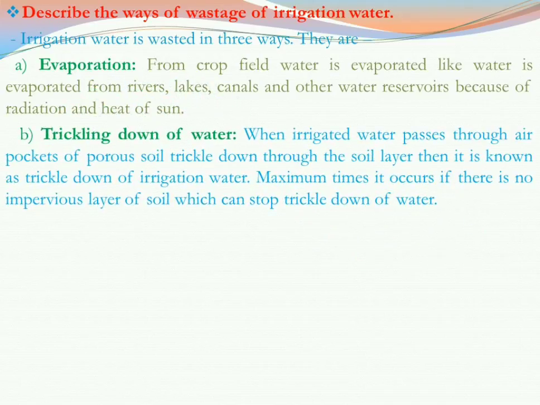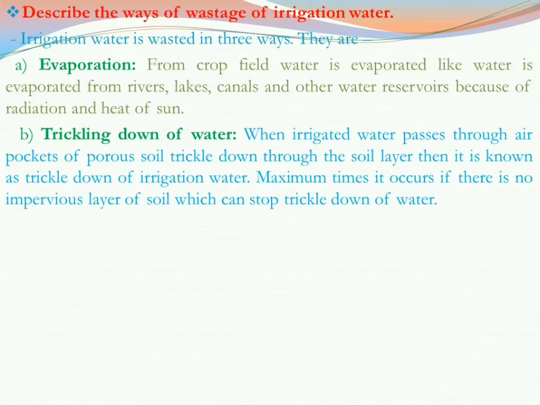The second process was trickling down of water. And what is trickling down actually? When irrigated water passes through air pockets in the porous soil, it trickles down through soil layers. That means from one layer to another layer of soil, water passes through the pores and air pockets, and the layer which needs the water doesn't keep it and the water goes downwards. So that is how this water is wasted.